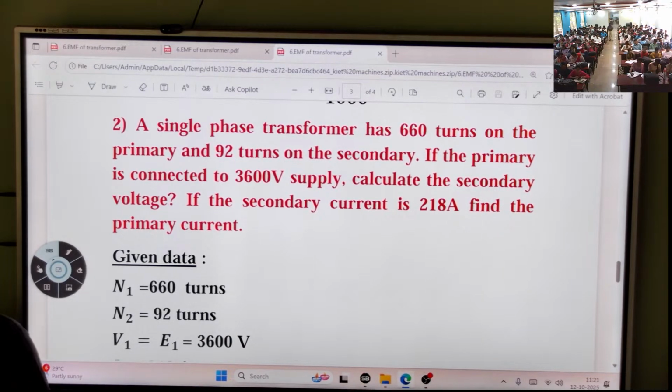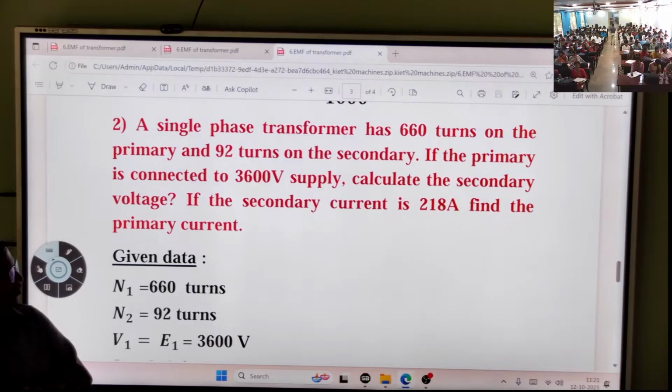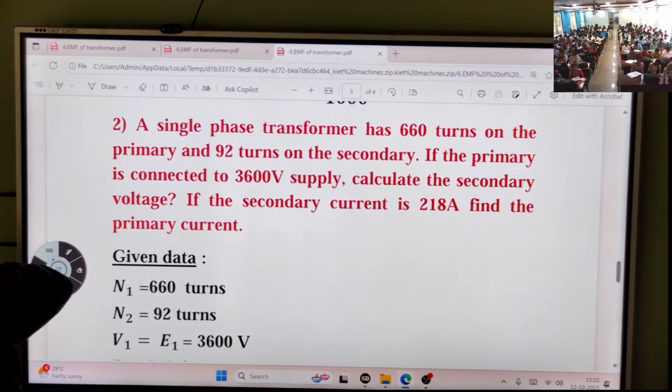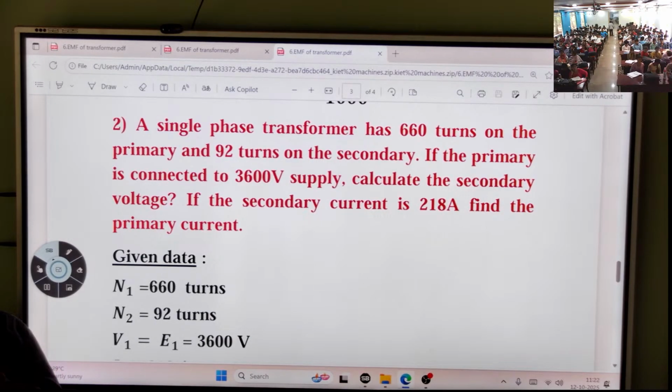Simple. Everything is available in the question, but you have to remember the formula. That's all. You have to remember the formula and substitute in the formula. You will get direct questions. You have to remember the formula.